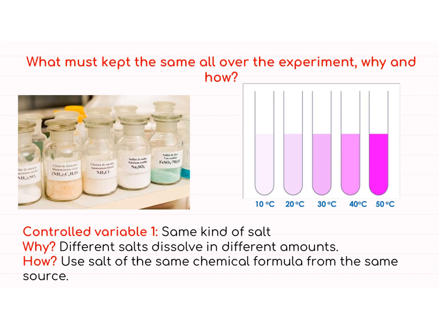Now, what about the controlled variable? Or what about the element that is not changing throughout the given experiment? Keep in your mind that Sarah should use the same kind of salt in her experiment. Why? Because different salts dissolve in different amounts too, and this will affect negatively the results of her experiment. So she has to use the same kind of salt in all the given test tubes, and she has to use salt of the same chemical formula from the same source.